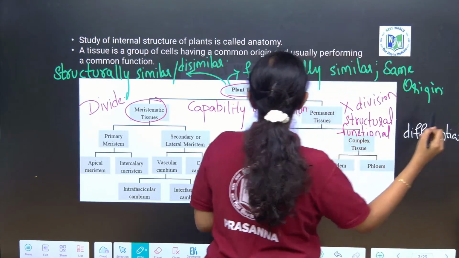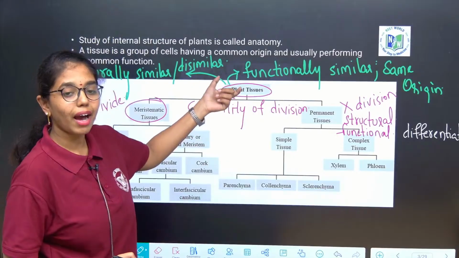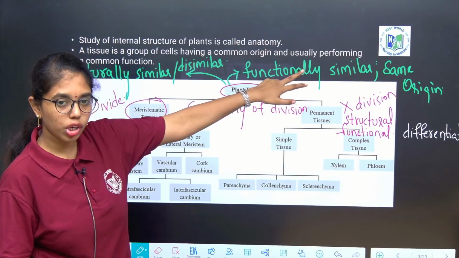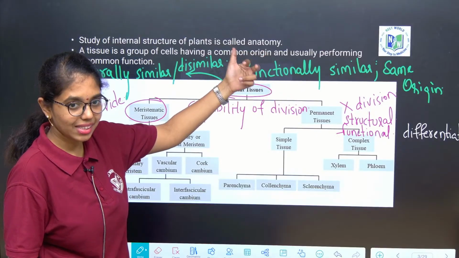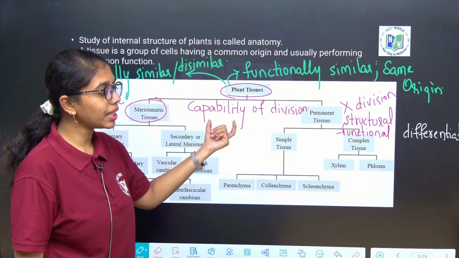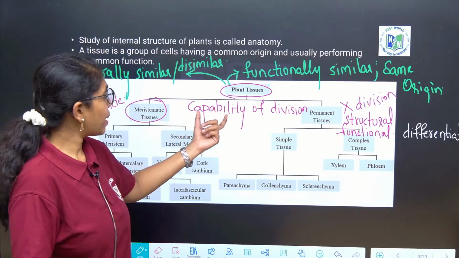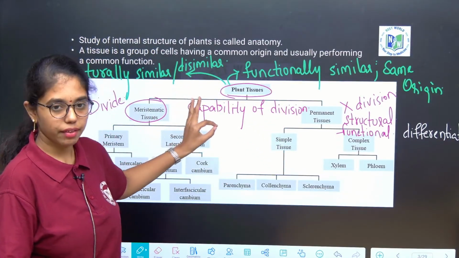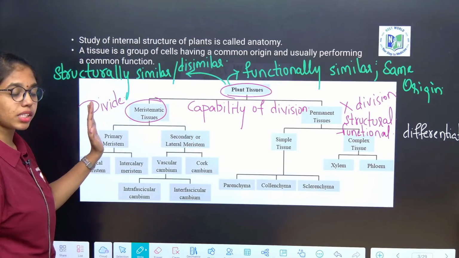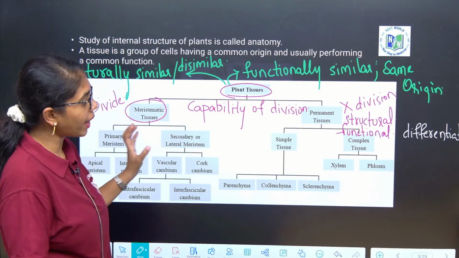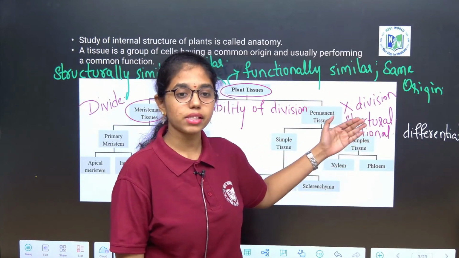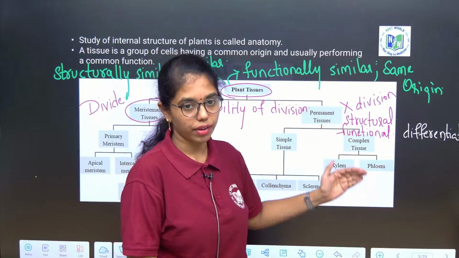Clear? So, how do you define tissues? A group of cells which have the same origin, functional similarity, and are structurally similar or dissimilar. Initially they are divided into meristematic and permanent only based on the capability of division. Meristematic tissues will continuously divide; permanent tissues lost their capacity of division and they exhibit structural and functional differentiation.